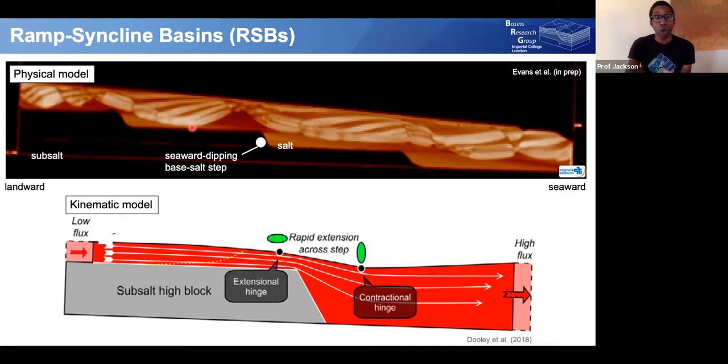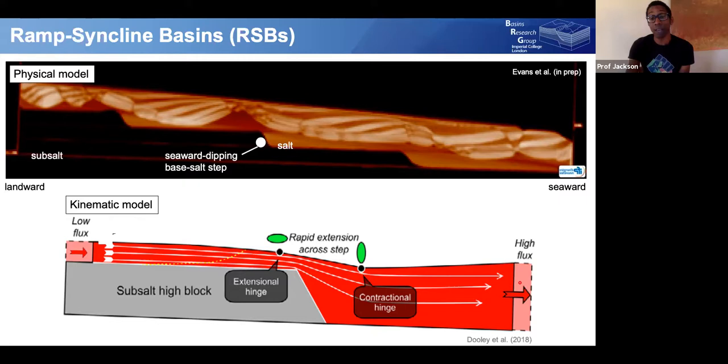All of this relates to the fact that the flux of salt across the initial salt thickness, and then across base salt relief, is variable. So we can have low amounts of flux of salt here where we have thin salt above this base salt high block. And then as we increase the flux of salt across here, as the salt thickens, we can get extension at the top of the step. And as that salt hits this slower moving, thicker salt down dip at the base of the step, we can have this contractional hinge. And then we have high flux of the system pulling away here and we can have extension again.